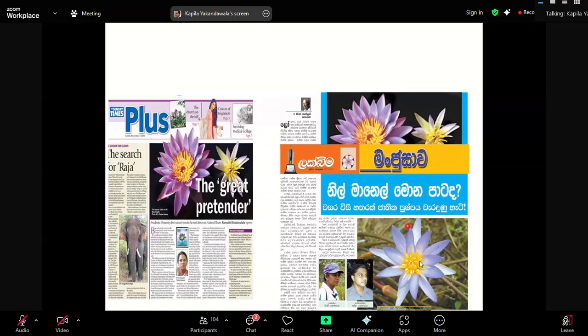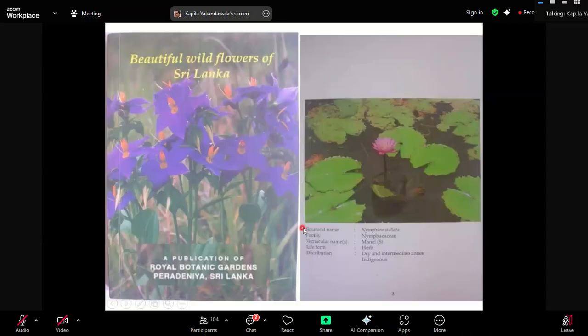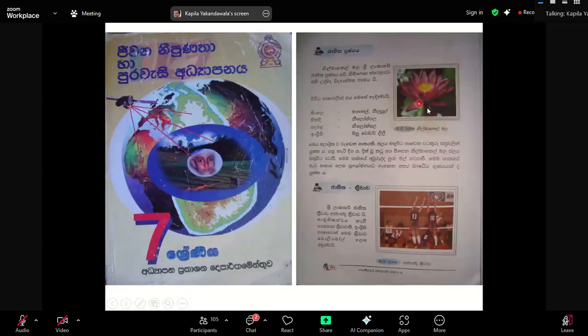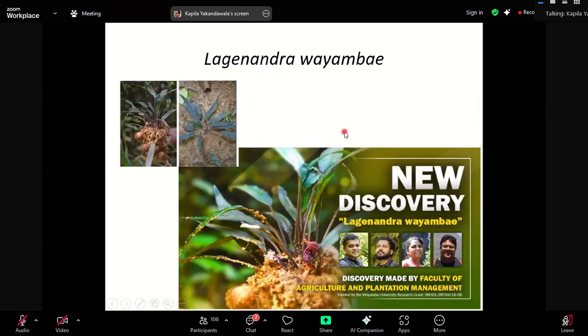If you look at our government web portal, it also incorrectly used this plant and the word Nilmanel. Not only that, even in school books, Nilmanel, they used the wrong flower. We issued a stamp, even books by the botanical gardens, everywhere we used the incorrect flower, right? It was a mistake, right? So correct identification is important.